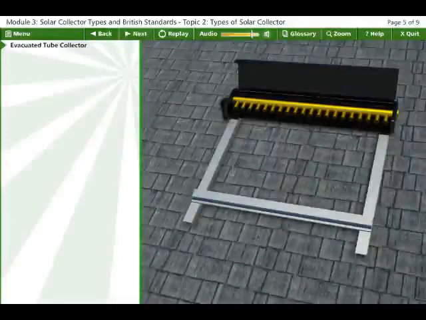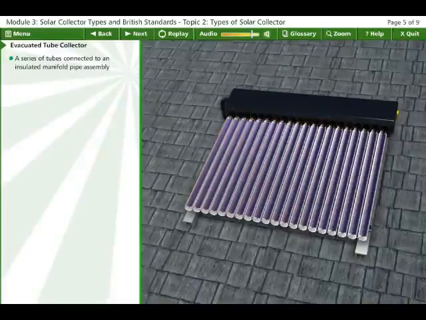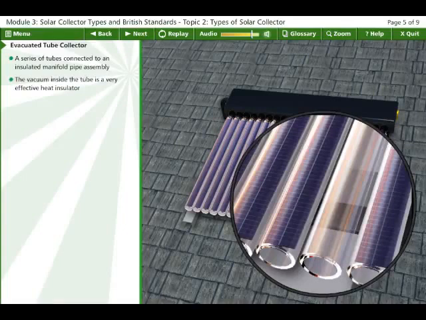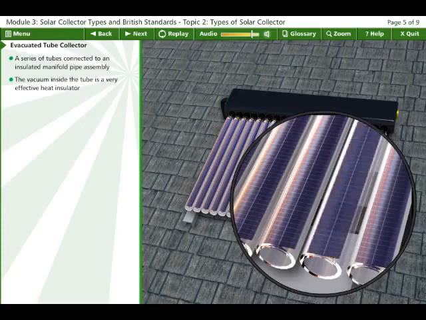An evacuated tube collector is a series of evacuated tubes connected to a manifold pipe assembly at the top, which is housed in a well-insulated metal box. The vacuum inside the tube acts as a very efficient insulator. Each tube consists of a double or single wall glass outer tube containing a flat or cylindrical absorber.